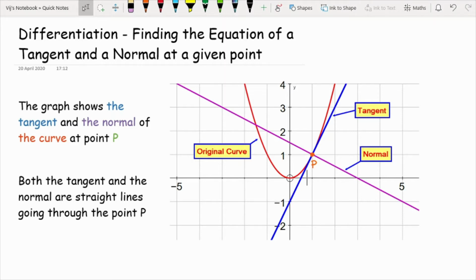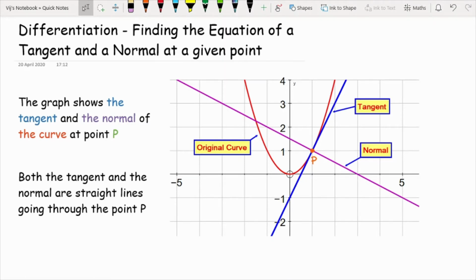So as you can see from this diagram, we've got an original curve which is just y equals x squared, which is marked as red. Now the first thing to mark is the tangent, which is the blue line, and then the normal is the perpendicular to the tangent at that point. So in this case we're focusing on point P. So the blue line is the tangent at point P, the purple line is the normal at point P. And the key thing to establish from this is that when we're asked to find the equation of the tangent and the normal, regardless of what the curve or the polynomial is, it's always going to be a straight line.